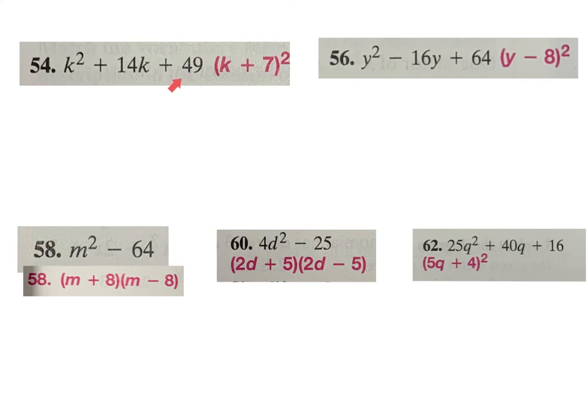So since 49 is a perfect square, the first one is a perfect square. The square root of 49 is 7. When you double it, you get 14. It's going to be a perfect square. Same thing here. Square root of 64 is 8. Double it is 16. This is the difference of two squares, plus and minus. And then the first and last term here were perfect squares, and the double of the sum added up to 40. So it was 5u plus 4, quantity squared.